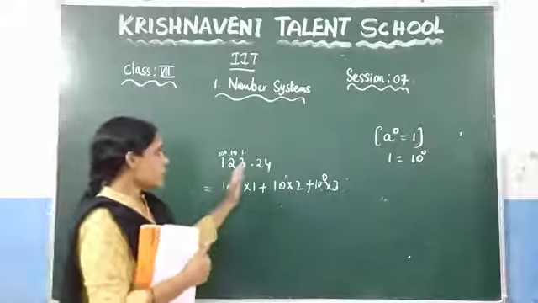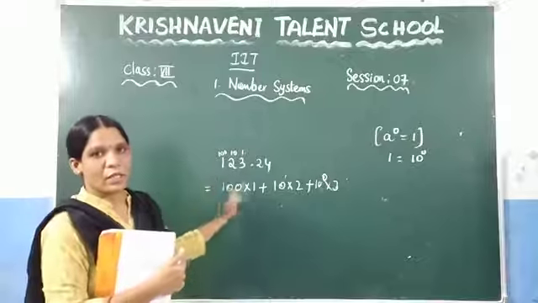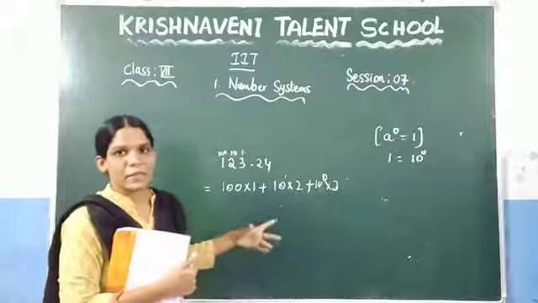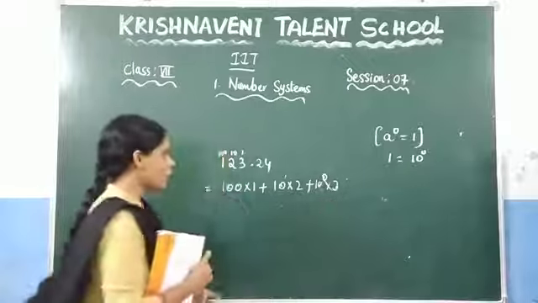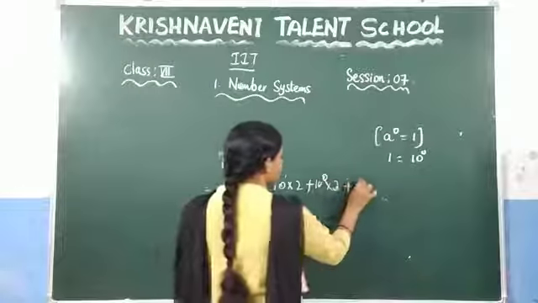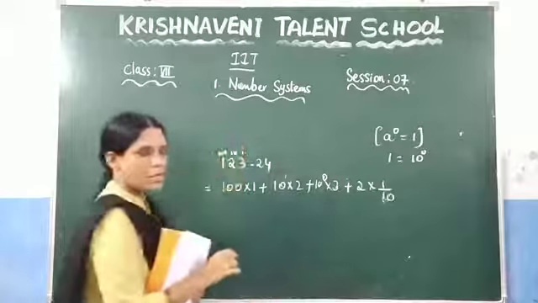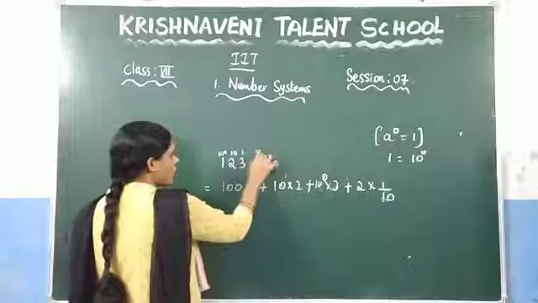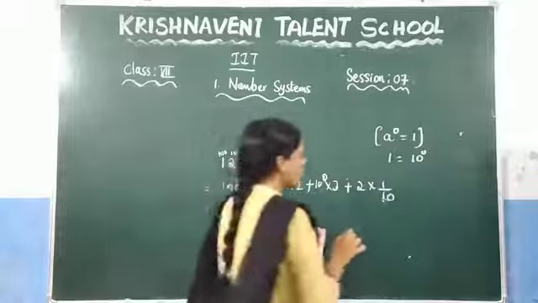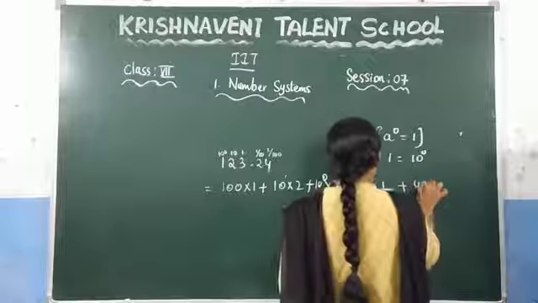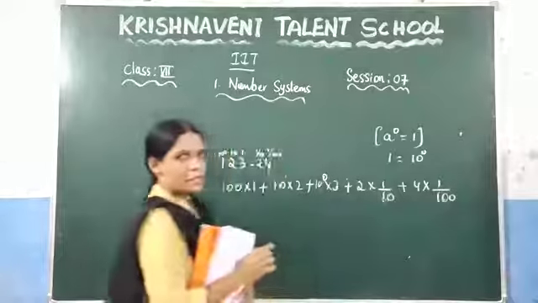That means if you consider the left side of the decimal point, you get the numbers as multiples of 10. And if you go to the right side, how do you write it? Just write plus 2 into 1 by 10. You have to write in the form of a fraction, where this is the 1 by 10th part and this is the 1 by 100th part. So this one you can write as 4 into 1 by 100. Like that you have to expand.